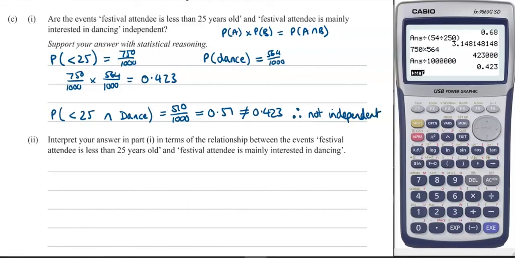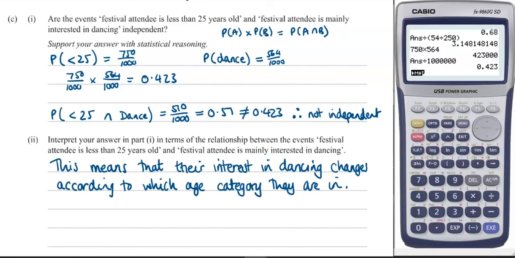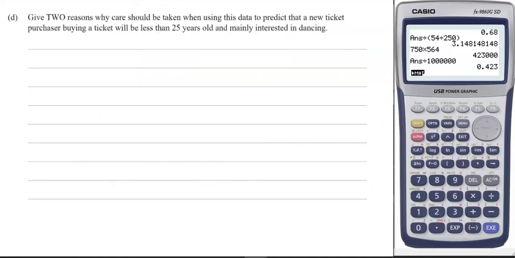Part 2 is basically asking us to explain what it means by saying that they're not independent in this context. And it means the age that they are impacts their interest in the dancing, or that it varies according to which age group they are in. Okay, part D, give two reasons why we should take care of using this to predict that a new ticket buyer will be less than 25 and mainly interested in dancing.